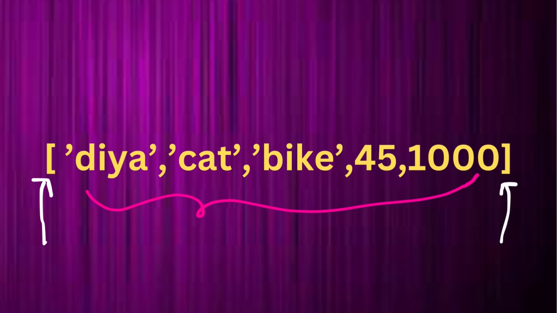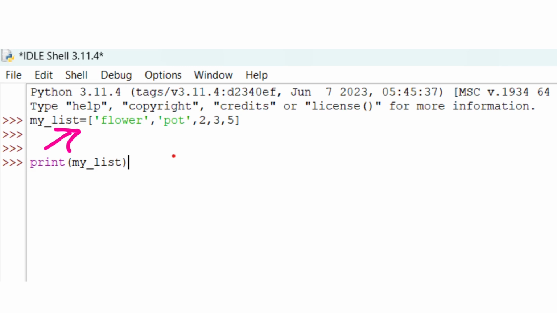And square brackets indicate that we are using a list. So a list in Python has square brackets, and every item inside that list is separated with a comma. String values need to be enclosed within quotes, be it single quote or double quote. Now in this example, I have made a variable my_list. It is referencing a list where the items are flower, pot, and three numbers, that is 2, 3 and 5. So this is our list now.